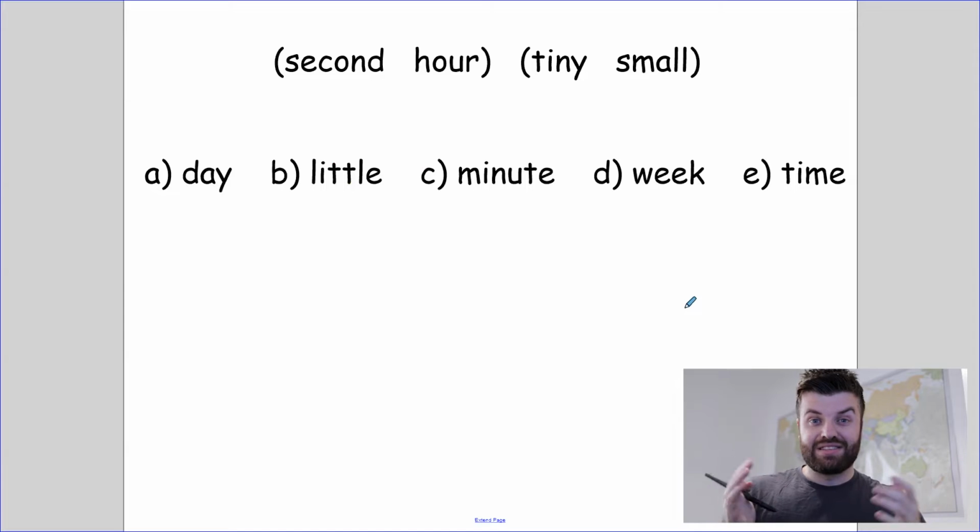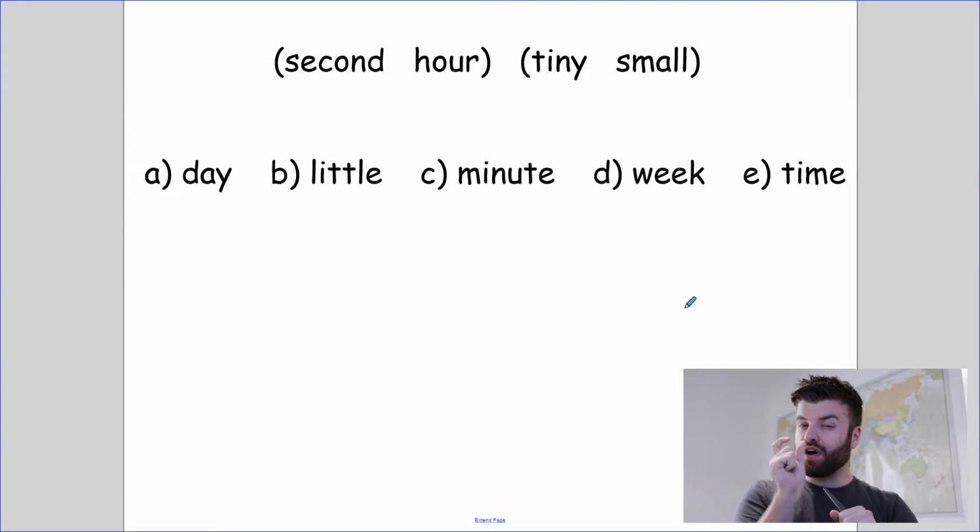Next one. Here again are brackets, the favourite thing in the verbal reasoning test, to put some words in brackets. This is why it's so important to read the instructions carefully on the question. We are given a bracket with second and hour. We are given a bracket with tiny and small. And in this question type, we need to find one word out of our 5 which fits into both of these brackets. And again, we're looking at homophones.